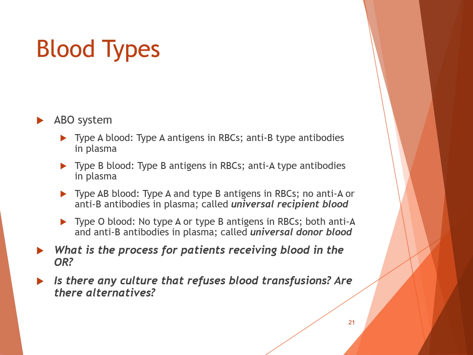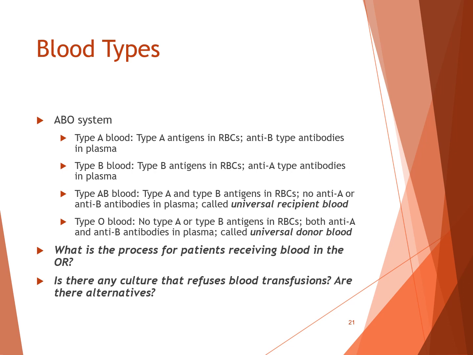So moving down the line, type AB blood has both types of antigens, which means it does not have any antibodies. This is significant because we refer to type AB blood as a universal recipient. They can receive any type of blood and their body won't react to it because they have no antibodies whatsoever. Remember, antibodies attack antigens or foreign invaders.